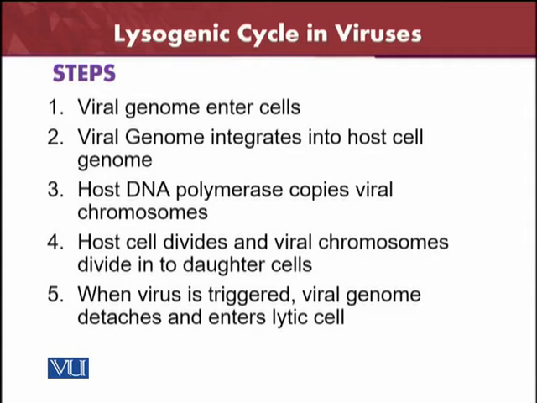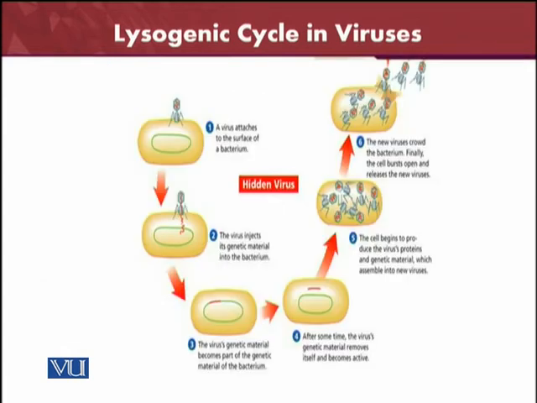The host cell will divide and the viral chromosomes will be passed into the daughter cells. Viral chromosomes, viral DNA and nucleic acid will be produced. Now the virus is triggered, and the viral genome detaches and enters the lytic cycle. So after the lysogenic cycle, the viral genome detaches and enters the lytic cycle, another cycle. Here is the lysogenic cycle in viruses. We have shown it in different steps.